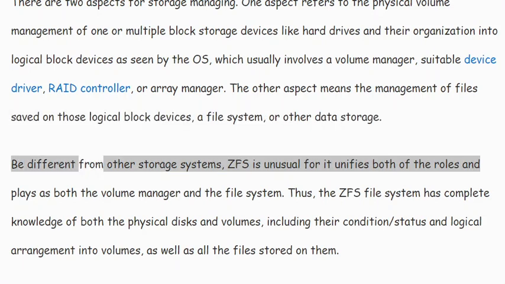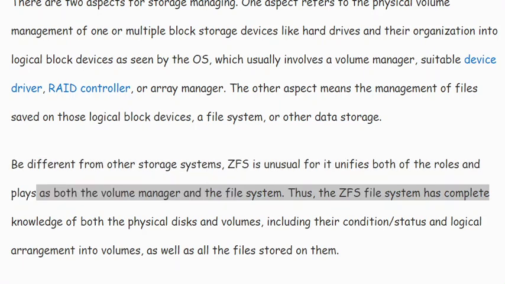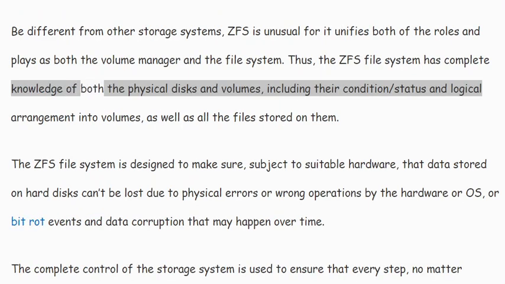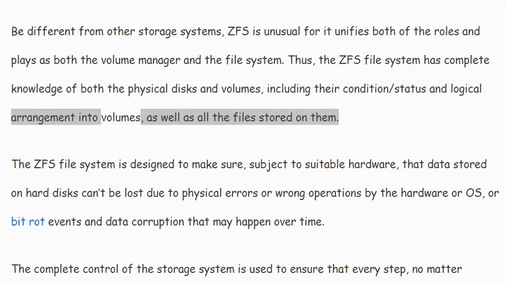Different from other storage systems, ZFS is unusual because it unifies both of the roles and plays as both the volume manager and the file system. Thus, the ZFS file system has complete knowledge of both the physical disks and volumes, including their condition status and logical arrangement into volumes, as well as all the files stored on them.